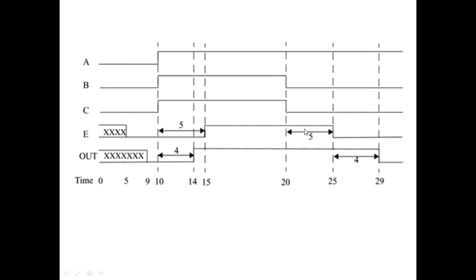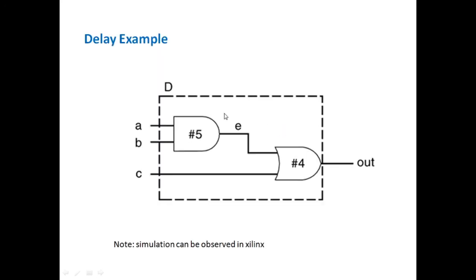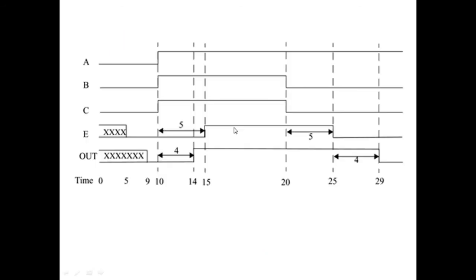For how much time E will be at logic 1 is completely dependent on A and B. Only when both A and B are logic 1 will E be logic 1. If either A or B is logic 0, E will definitely come to logic 0 state. So I only need to focus on A and B.